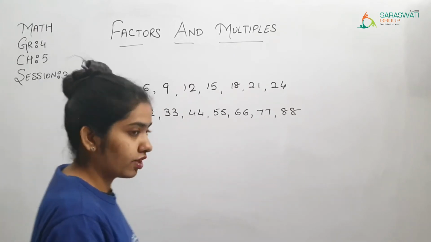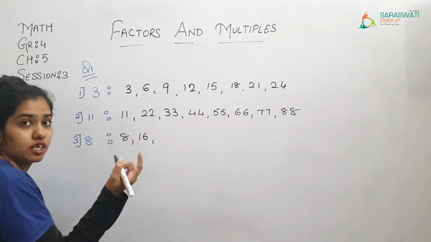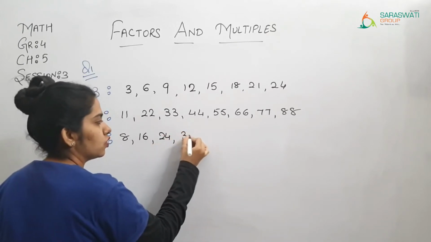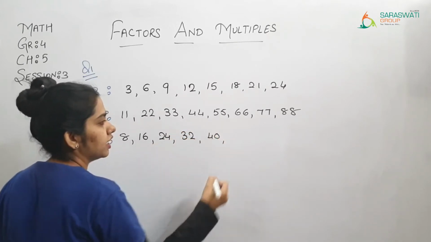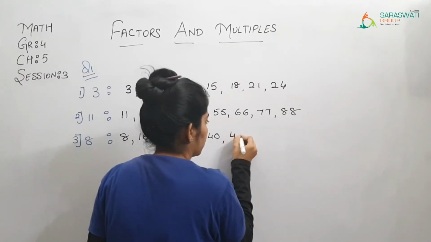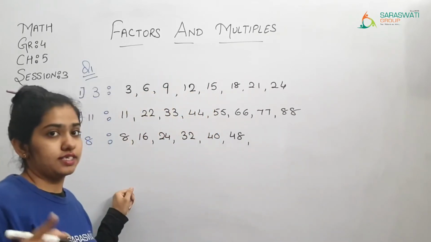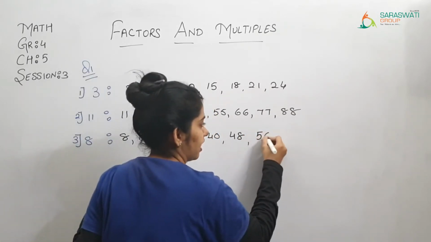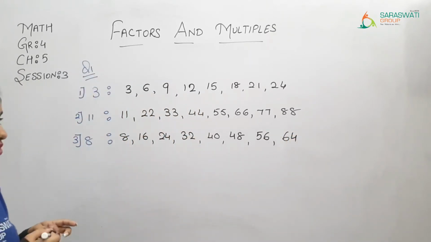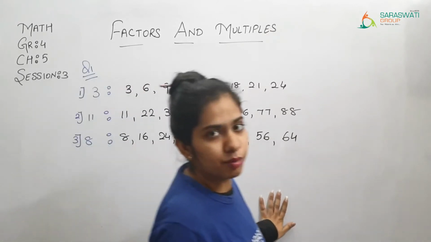8. 8 ones are 8, 8 twos are 16, 8 threes are 24, 8 fours are 32, 8 fives are 40, 8 sixes are 48, 8 sevens are 56, 8 eights are 64. So these are the first 8 multiples of number 8.